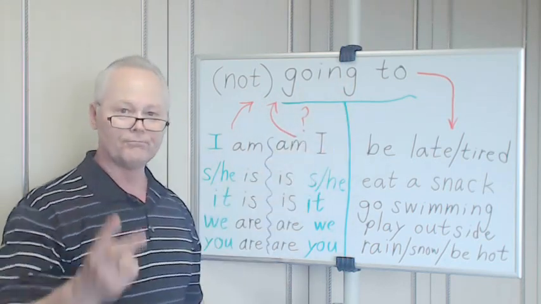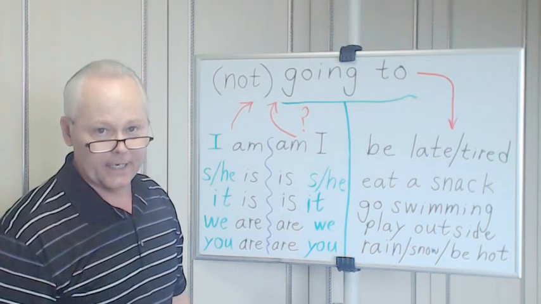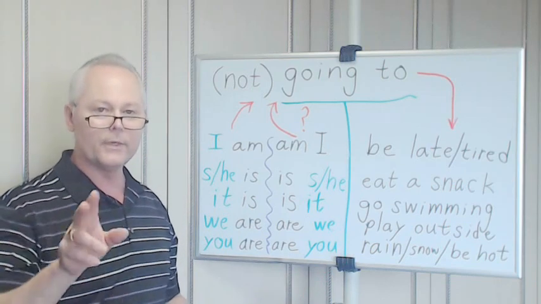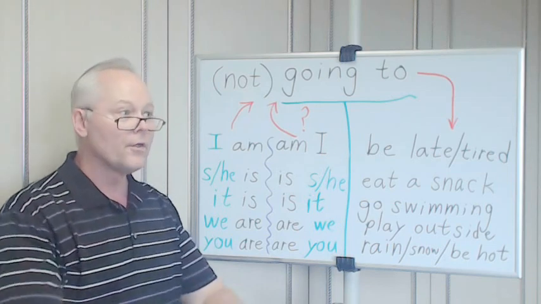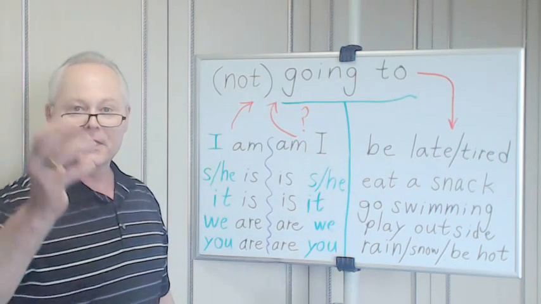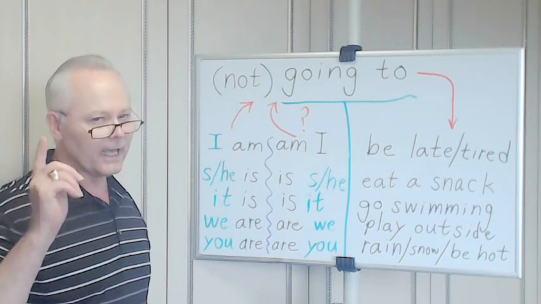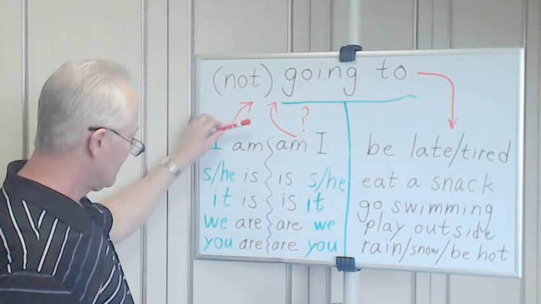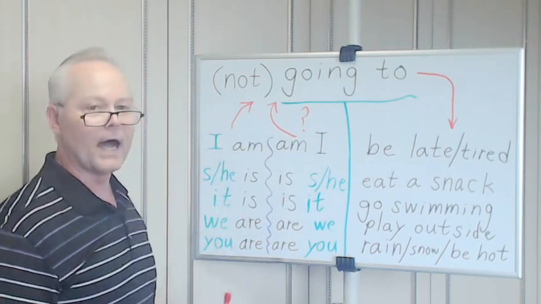Going to. Two simple words that you're going to use a lot speaking English. They're so simple. Going to. What can we do with those two words? Well, we can talk about the future. Something that's going to happen in the future. All right? Think about that. The future. Going to.